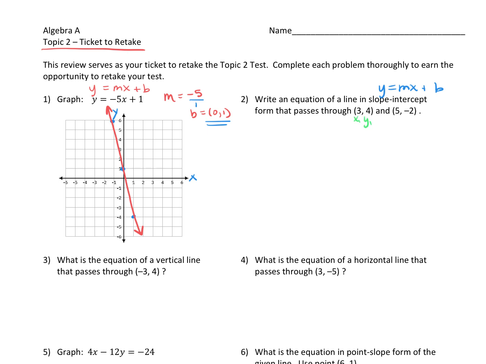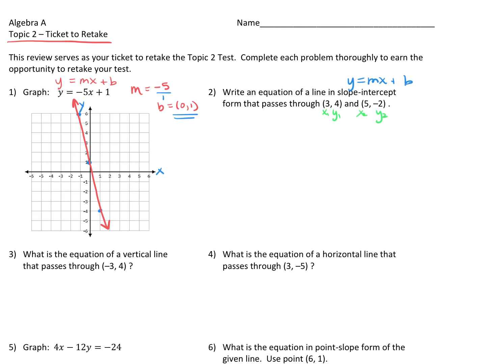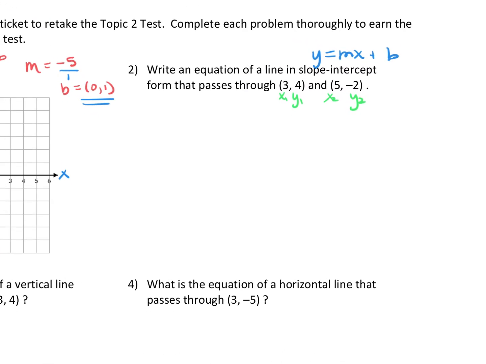I'm going to label the points x1, y1, x2, y2. We do have a slope formula. M equals y2 minus y1, the change in your y's, over x2 minus x1, the change in your x's. So y2 minus y1, negative 2 minus 4, over x2 minus x1, 5 minus 3. Negative 2 minus 4 is negative 6. 5 minus 3 is 2. So we have a slope of negative 3.